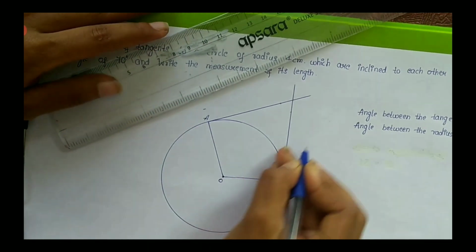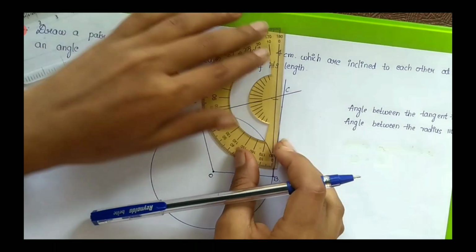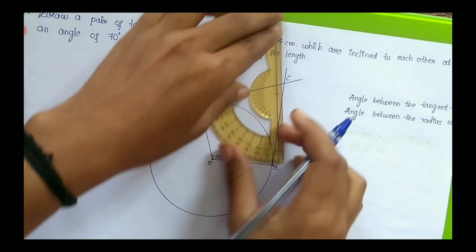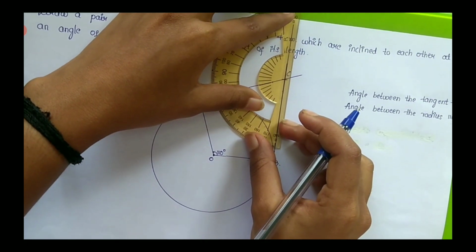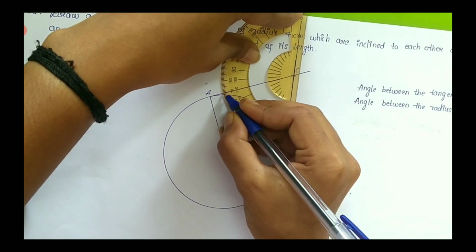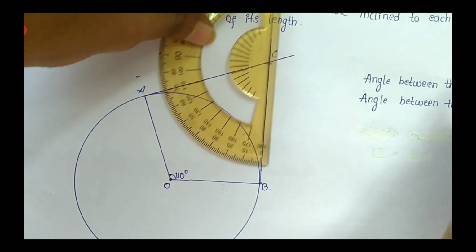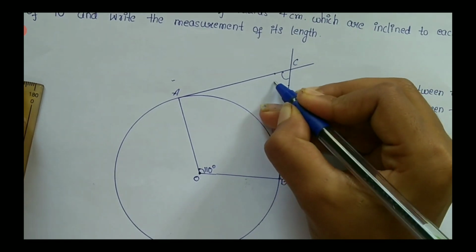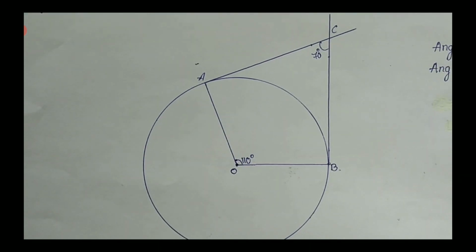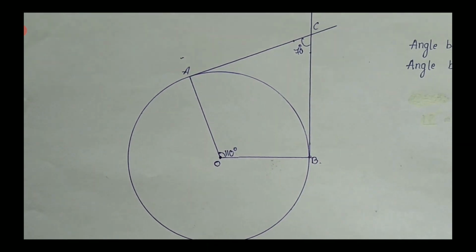This is the point A, and at A and B you get two tangents. Here measure the angle between the radii, it is 110, and the angle between the tangents, here you observe, is 70 degrees. So in this way you get the two tangents which are inclined at an angle of 70 degrees.